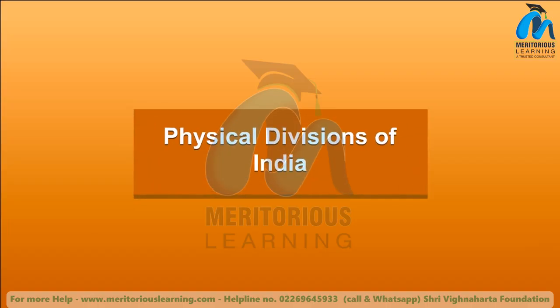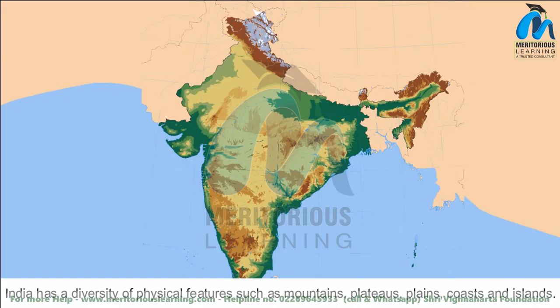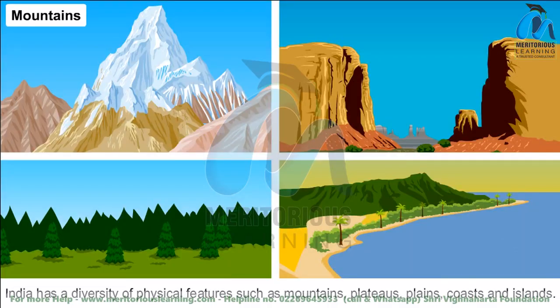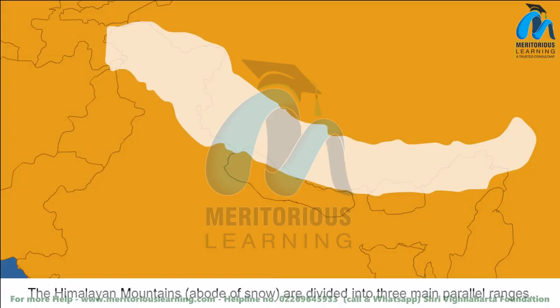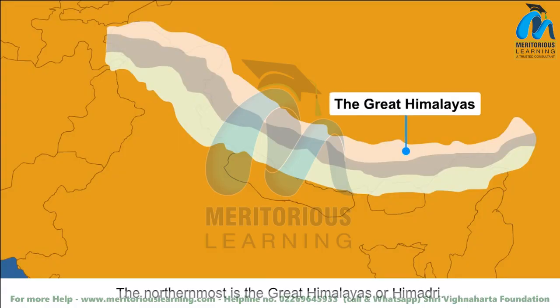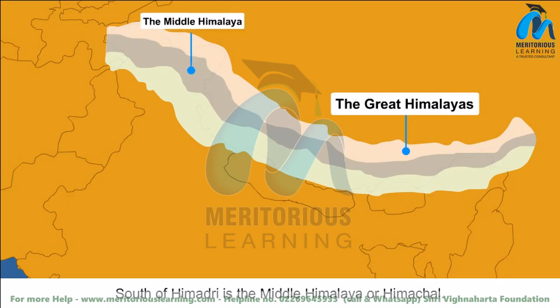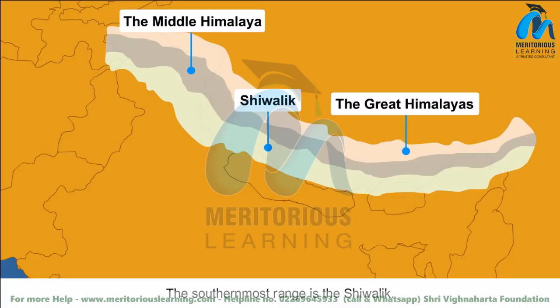Physical divisions of India. India has a diversity of physical features such as mountains, plateaus, plains, coasts and islands. The Himalayan mountains, abode of snow, are divided into 3 main parallel ranges. The northernmost is the Great Himalayas or Himadri. South of Himadri is the Middle Himalaya or Himachal. The southernmost range is the Shivalik.